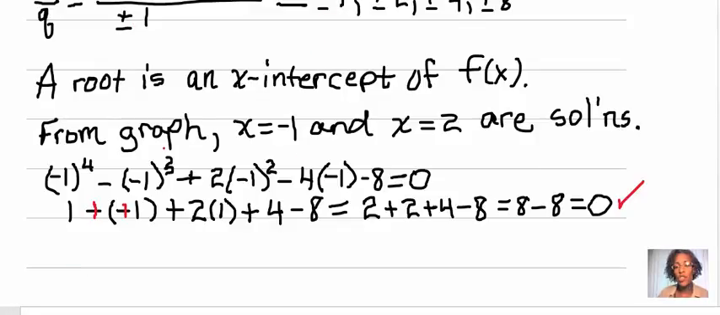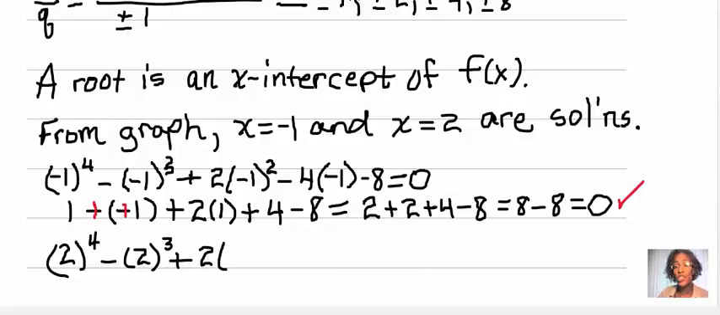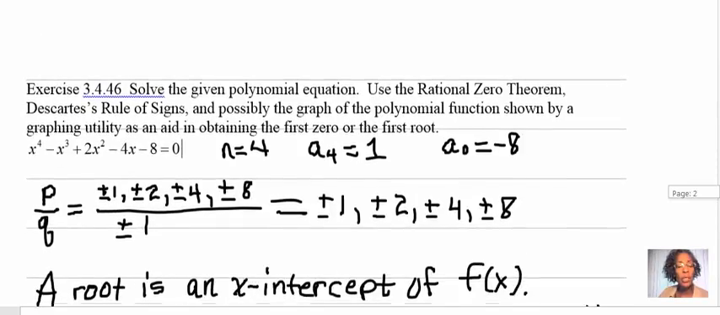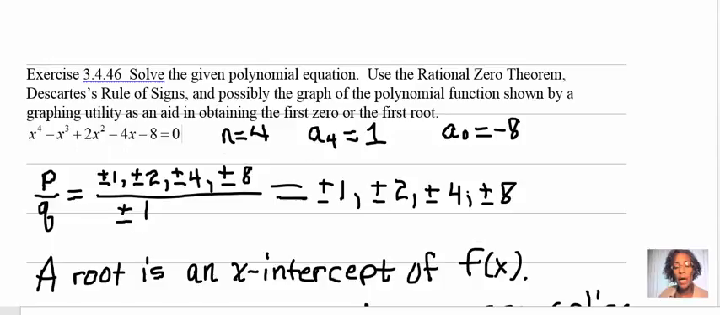All right, let's check out +2, which our graph told us was a 0. Now, if you don't have a graphing utility, then you would just start testing these possibilities. And once you find, because this is a 4th degree equation, once you find 2 of these, you're going to be able to write this.